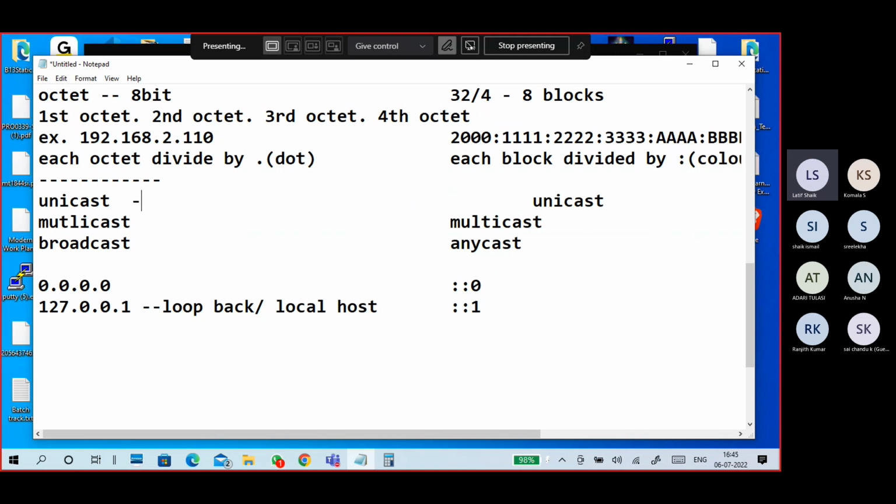So unicast addresses by IP classes are class A, class B, and class C.